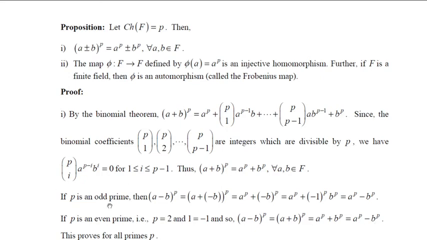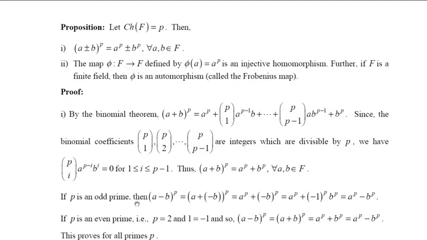Suppose p is an odd prime. Then (a - b)^p can be written as (a + (-b))^p. By result 1, this one, we can write this as a^p + (-b)^p, which can be factored as a^p + (-1)^p times b^p.